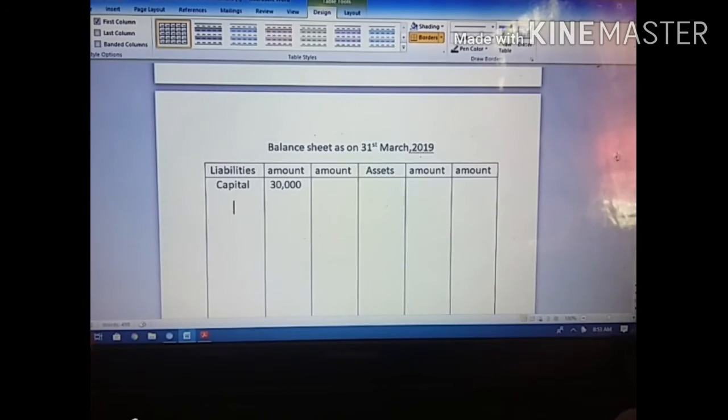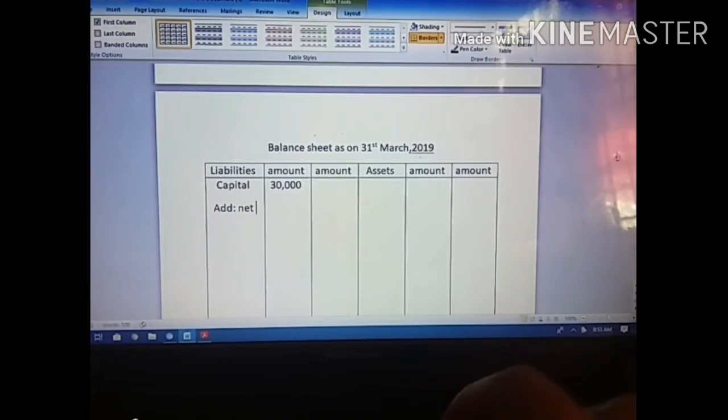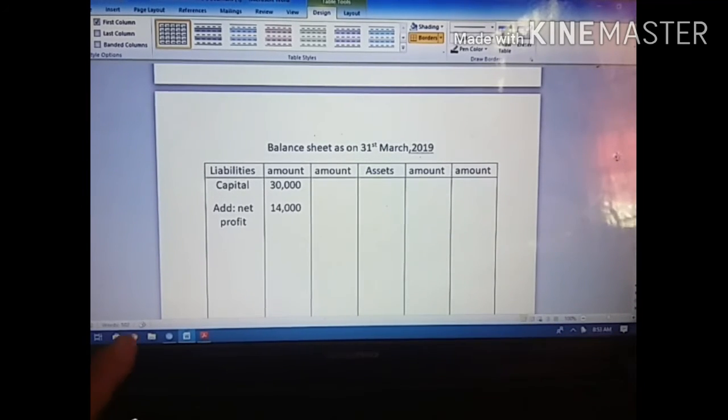That I have to add, the net profit. I already told you, whenever you have an adjustment you have to use the inner column. So I have to put this amount in the inner column. So net profit is 14,000. So I have 30,000 plus 14,000, I'll get 44,000.